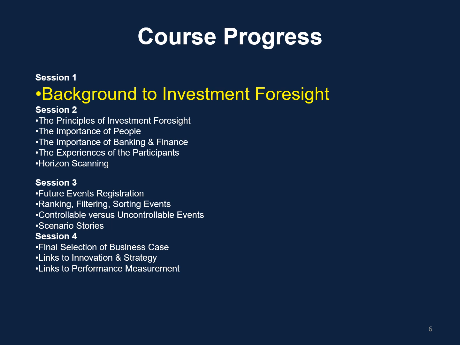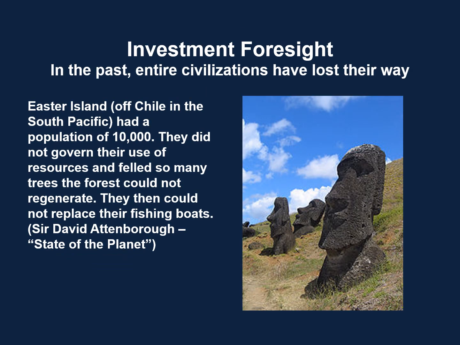Now we start Session 1, Background to Investment Foresight. We know that in the past, entire civilizations have lost their way. The Roman Empire, the Aztecs in Mexico, and the lost city of Angkor Wat in Cambodia are examples. Easter Island, pictured here, is off Chile in the South Pacific. That had a population of 10,000 people.